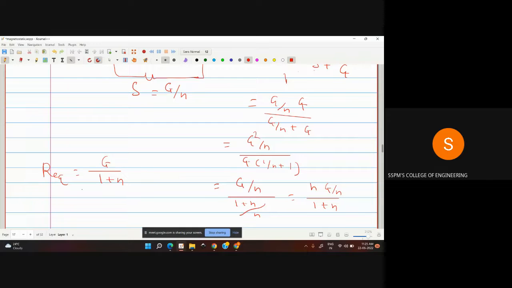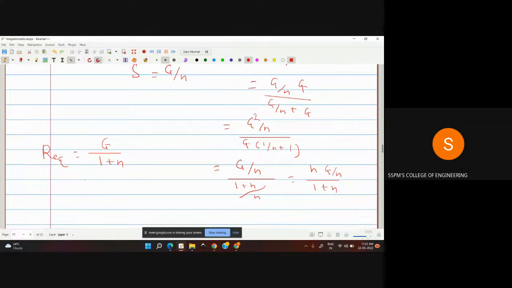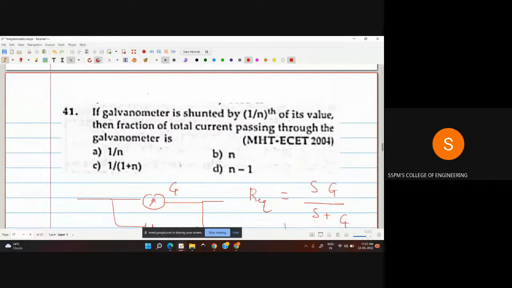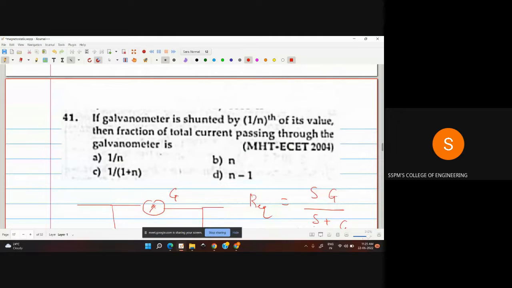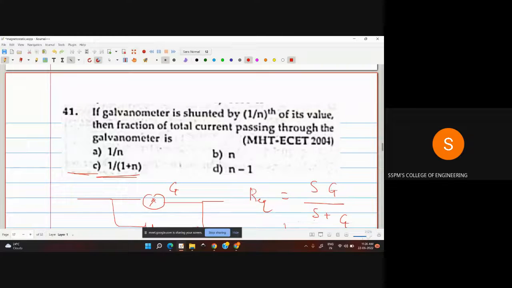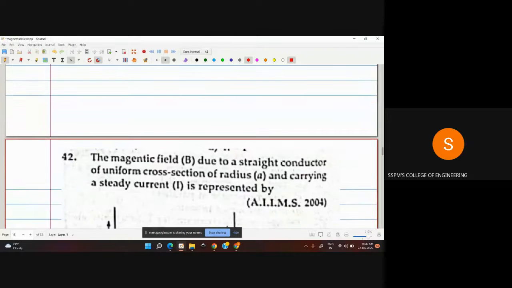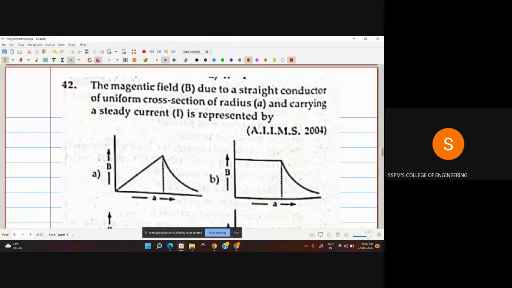So it increased by how much time? It decreased by 1/(1 plus N) times. So what is the correct option? 1 divided by 1 plus N. This is how to solve it; ammeter, voltmeter, galvanometer circuits are very simple. Now this example is a little tricky.